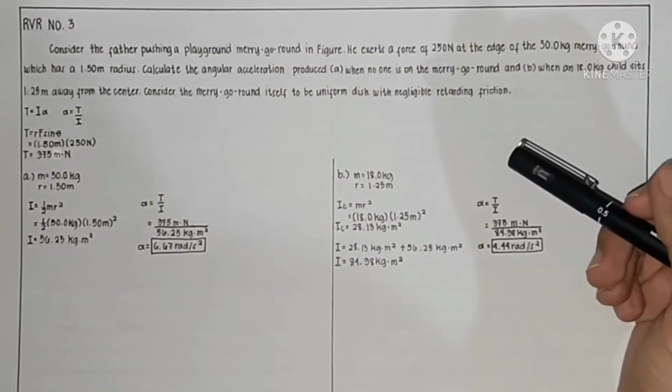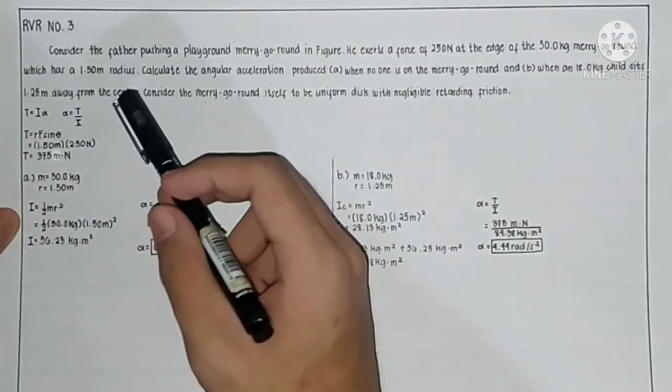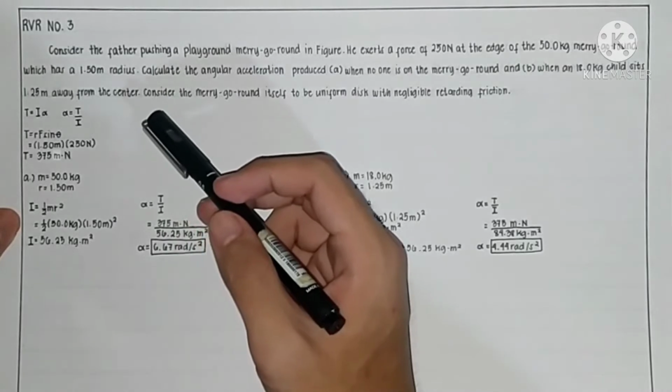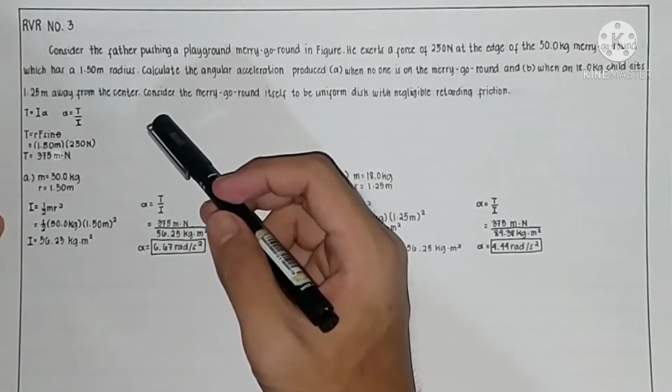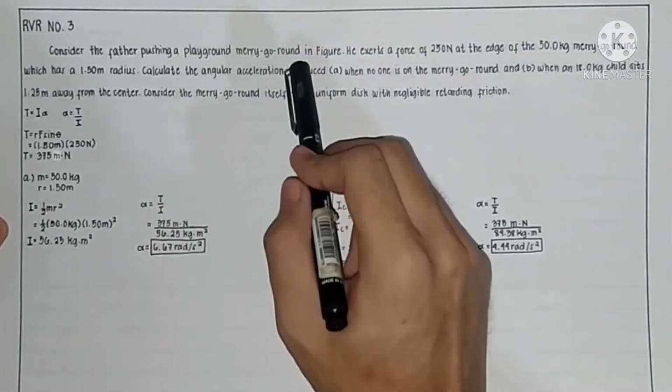Good day, sir. So today I will present to you my third recorded video recitation, which is about rotation and dynamics of rotation. So the problem is, consider the father pushing a playground merry-go-round in the figure.